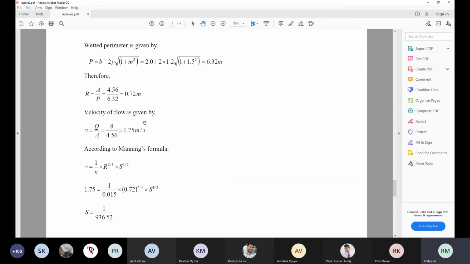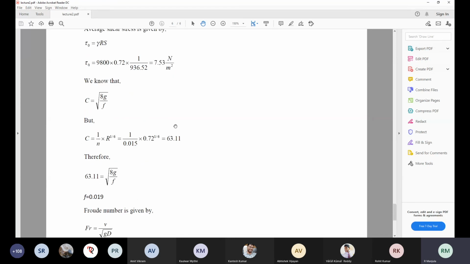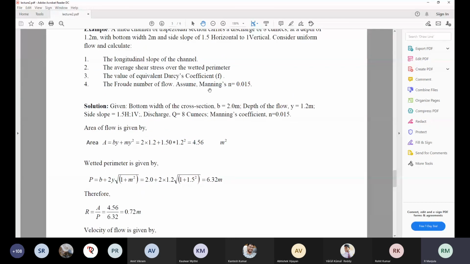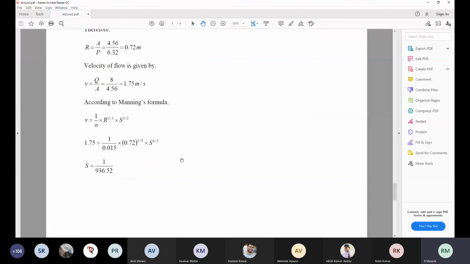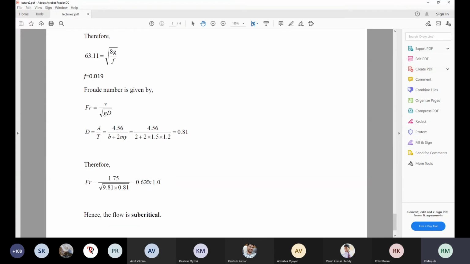Now what is the Froude number of the flow? By definition, the Froude number for a uniform flow, because you can see the condition is given, assume the flow is uniform. For uniform flow, the Froude number is V by square root of gD, where D is the hydraulic mean depth. What is hydraulic mean depth? A by T. A is the area of the trapezoidal channel section, and T is the top width. Top width is nothing but B plus 2 Z y for a trapezoidal channel section. Now you know A by T, substitute, you will be able to find D, and substitute here, you will find your F.